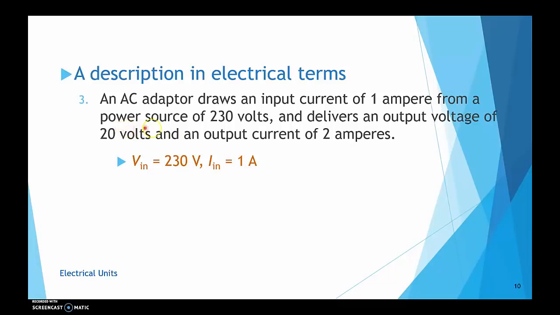The two words power source do not refer to power consumption or production of the AC adapter. Therefore, we do not write an equation, P being equal to a value in the unit of watts. The next half of this sentence is the output specifications. We can summarize them as V out is equal to 20 volts and I out is equal to 2 amperes.